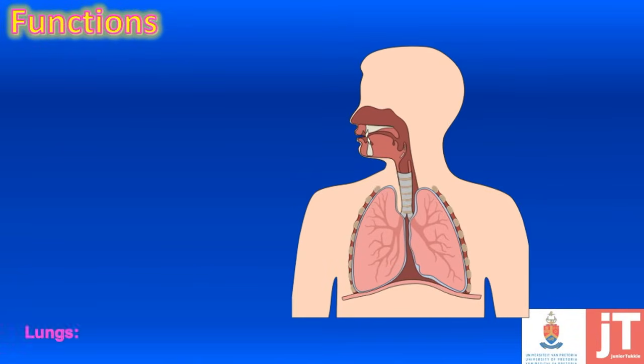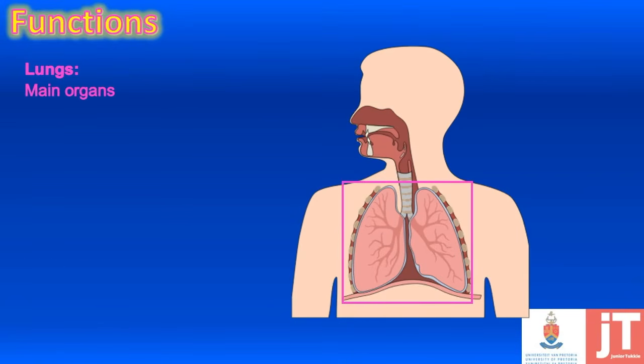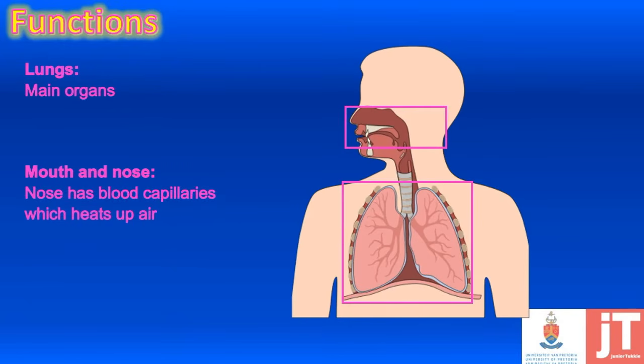So let's have a look at the functions. The lungs themselves are the main organ of the breathing system. There are two lungs, the left and the right lung. Then we have the mouth and the nose. The nose is filled with capillaries, and as you inhale air, it heats up the air. So the next structure is the trachea. The trachea is made out of C-shaped cartilage rings, which keep the trachea open.